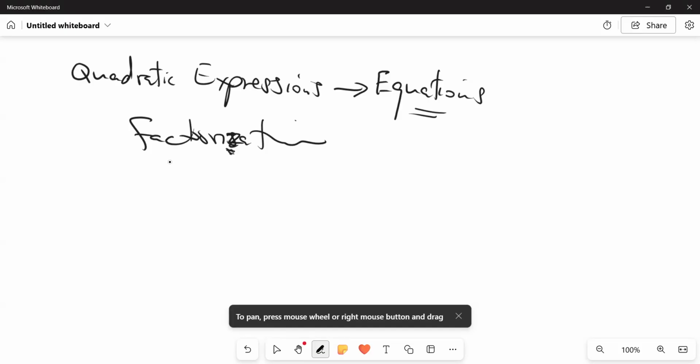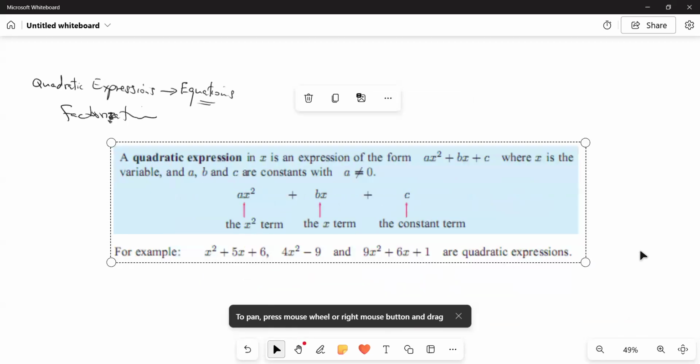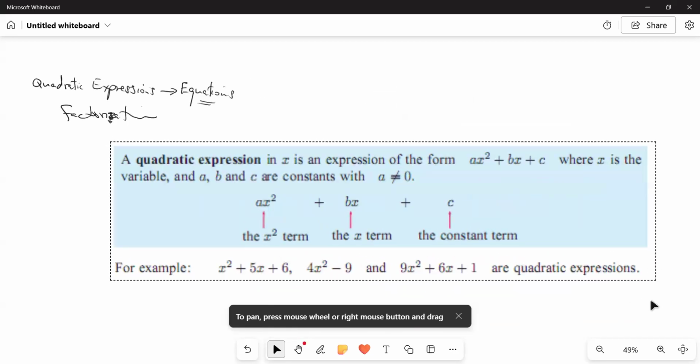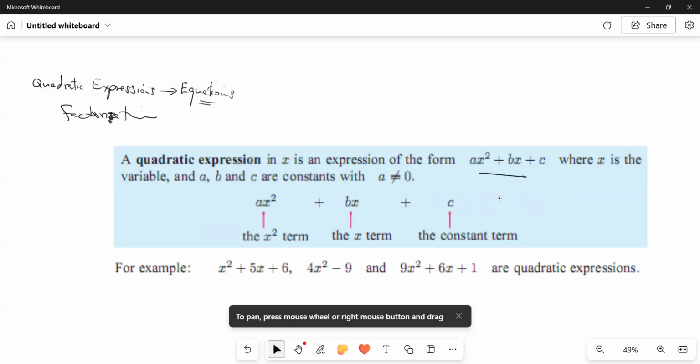So what's a quadratic really? We borrow a little definition. This is a nice little definition of what we mean when we talk about a quadratic. A quadratic expression is an expression of the form ax squared plus bx plus c.